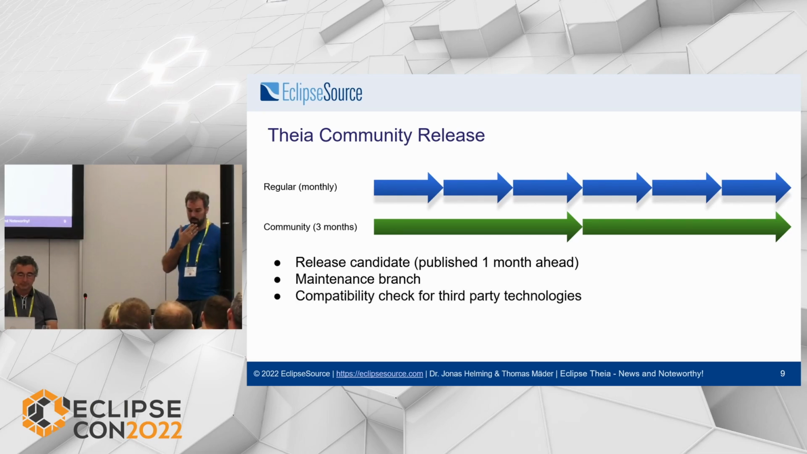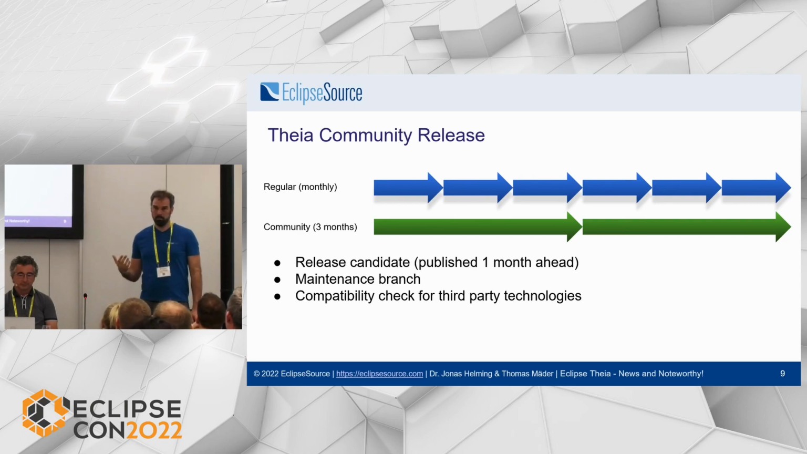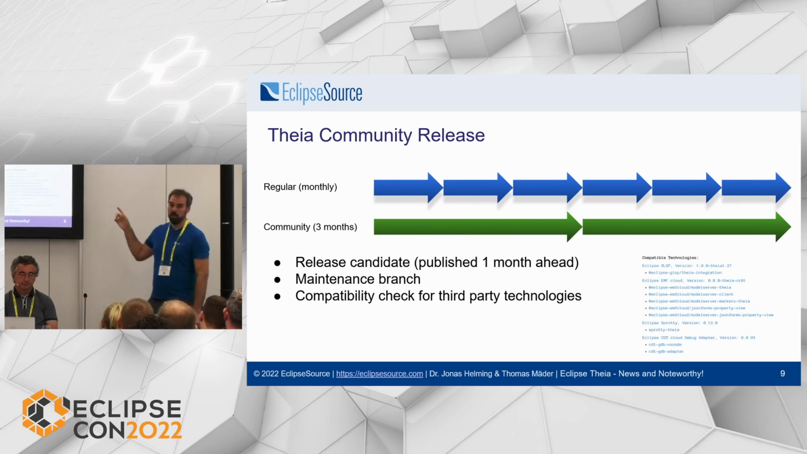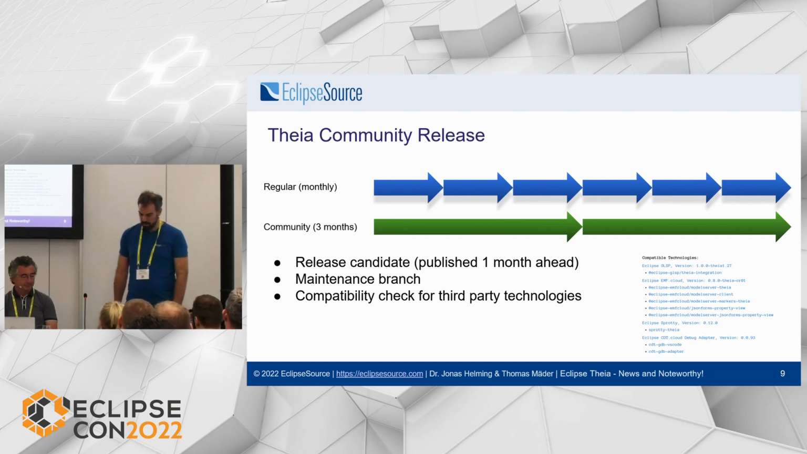And we have a couple of third-party technologies that explicitly check compatibility with these community releases. They publish the version of their framework that is compatible with the community release on our website. So you know, for example, if you're on the community release from September, then you should use Eclipse GLSP 1.x, CDT Cloud, and so on. So you have a mini release stream, if you want. We did our first community release in September. We're happy for any feedback about that. It has just been released, and we hope it is helpful.